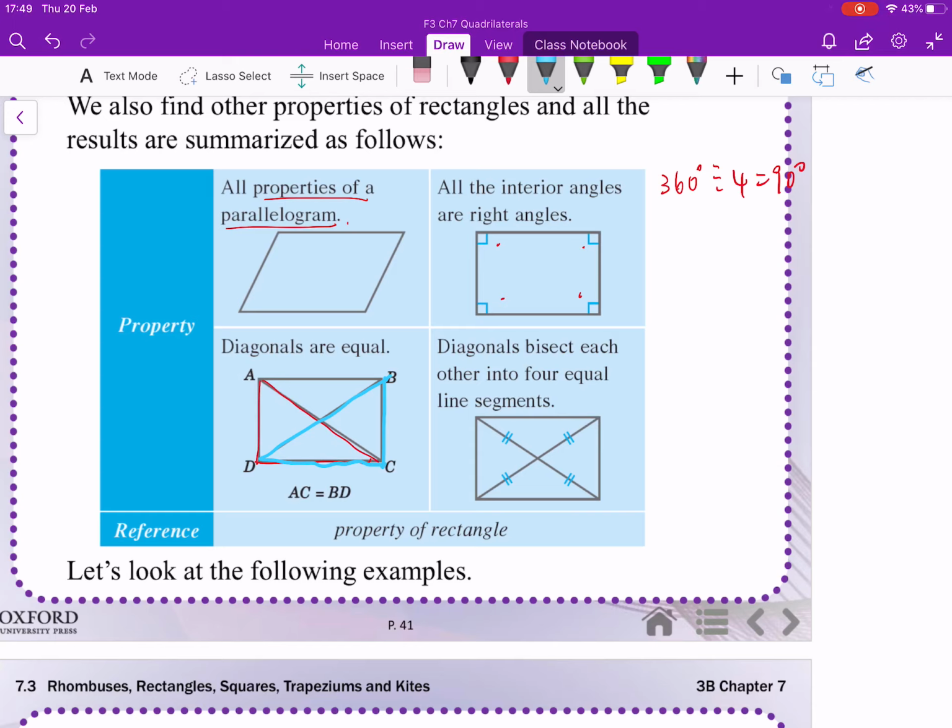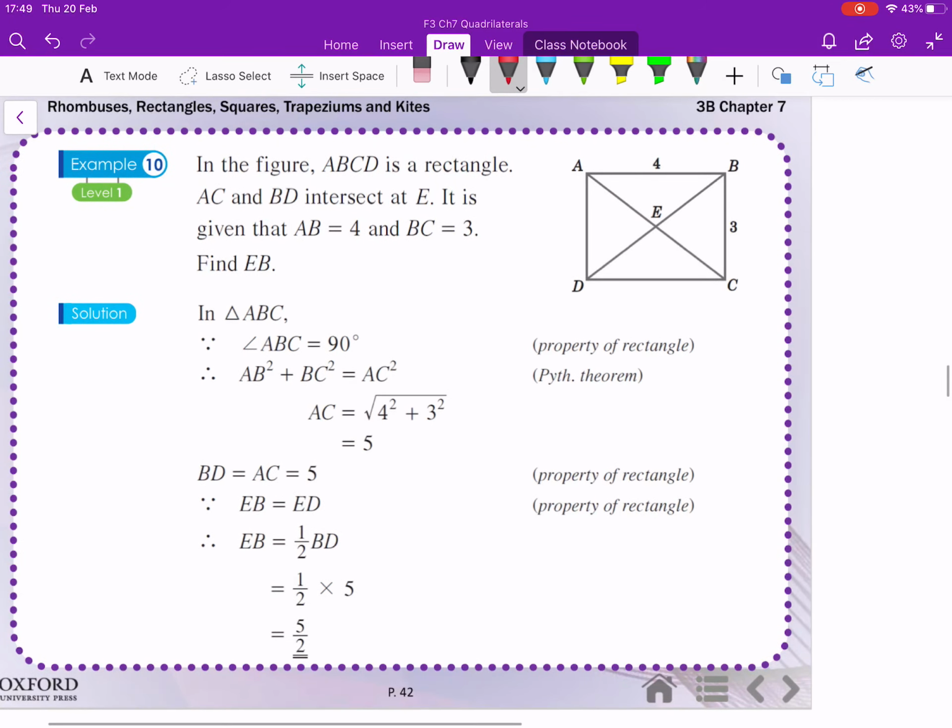And finally, the diagonals bisect each other. You can combine the results of these two. From the properties of parallelogram, you know that the diagonals bisect each other, and from the properties here, the two diagonals are the same. Combine them together, you can get the fourth property of rectangle. So to use any fact here, you can just make use of one reason, property of rectangle. Easy. Okay, example again. This time we have a rectangle.